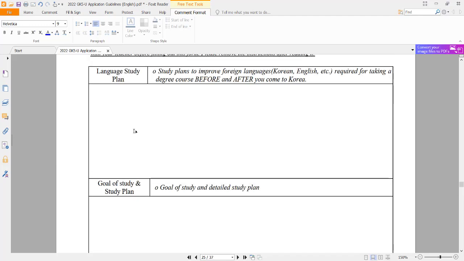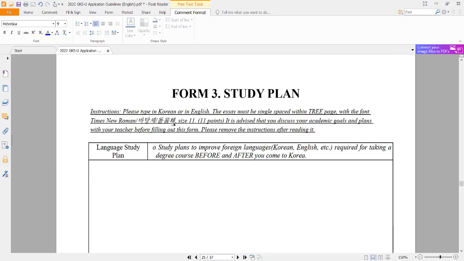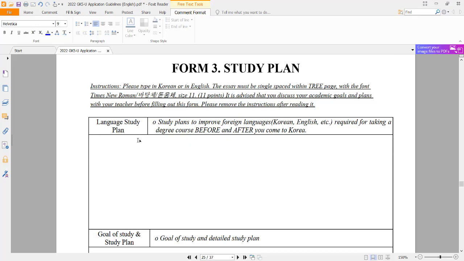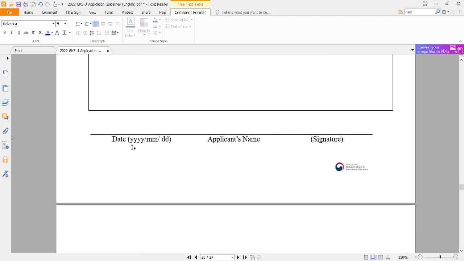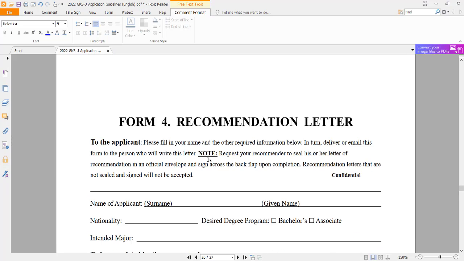So the personal statement or study plan should be like a story. Someone is reading a story about you. So these all are my suggestions.